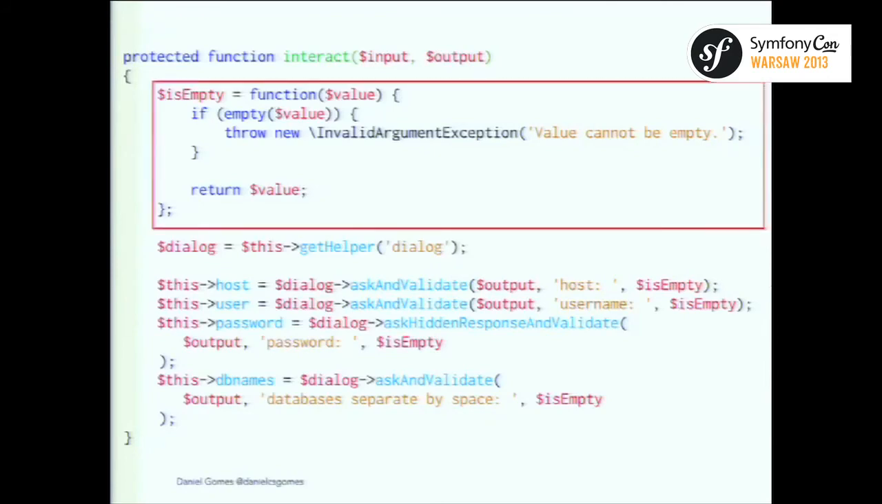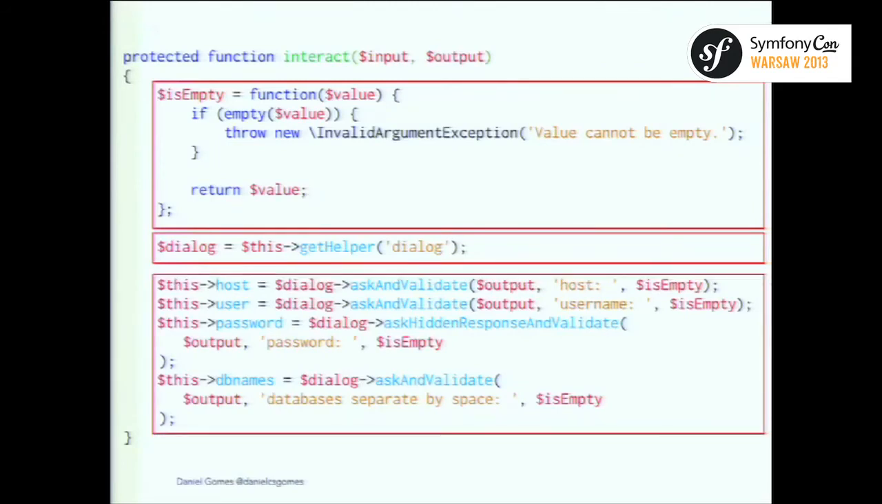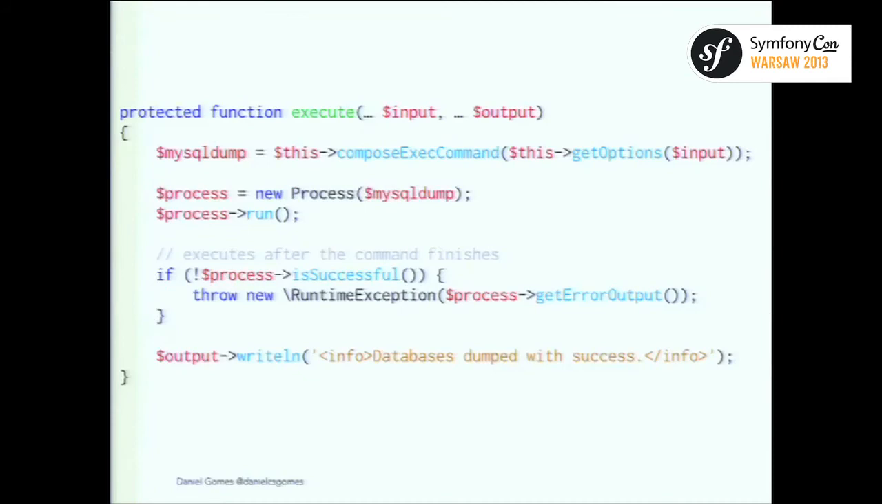Okay, I have this. I am getting the dialog, and then I am asking the user for the host, the username, the password, and which databases they want to dump from that server. And what I am doing here, I have a private method that will just make the command for MySQL dump. Basically, you get the inputs, validate the inputs, and build the command.